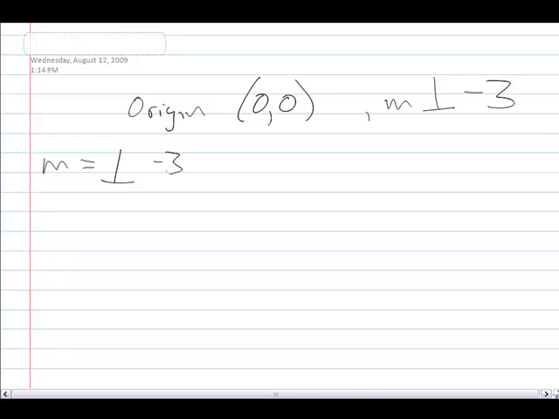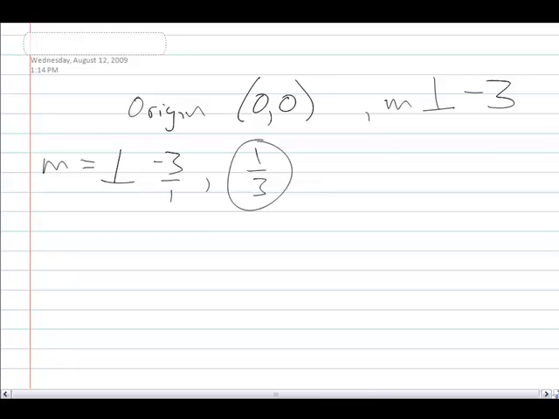Well, if our slope is perpendicular to negative 3, the slope we're looking for is going to be the negative reciprocal. So we're going to flip the 3 over 1. So now we've got 1/3, and then take the opposite of negative, which is positive. So the slope we'll be looking for in our line is 1/3.